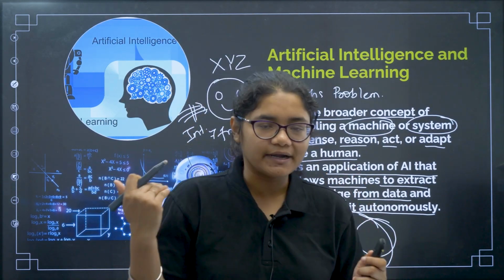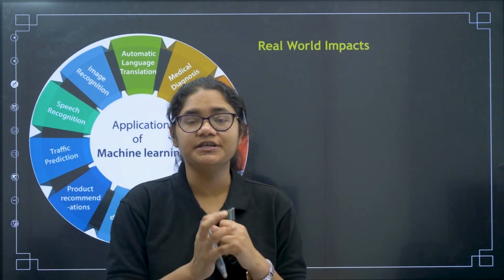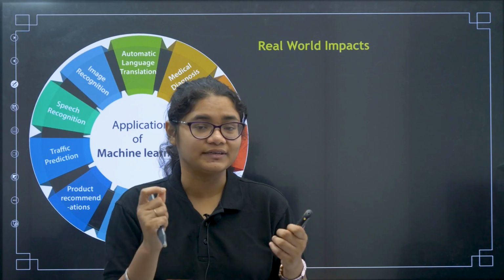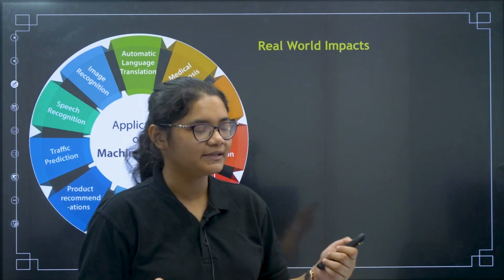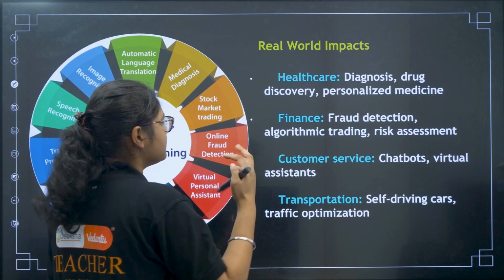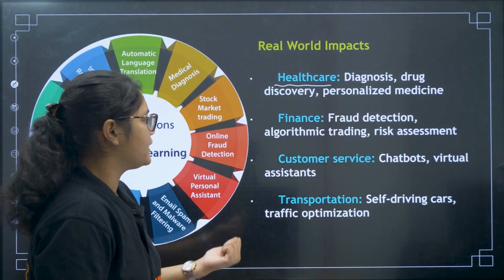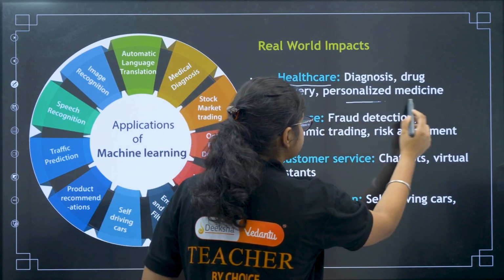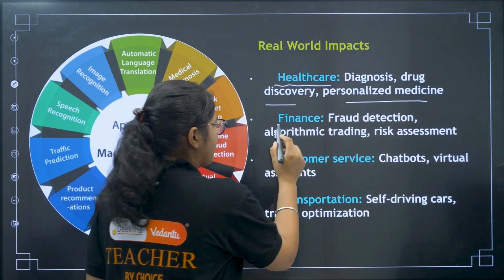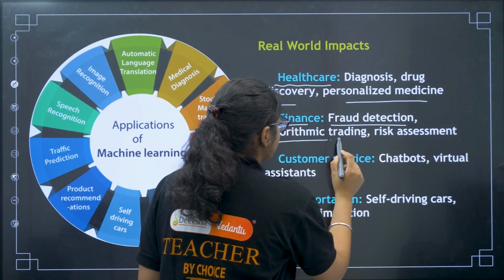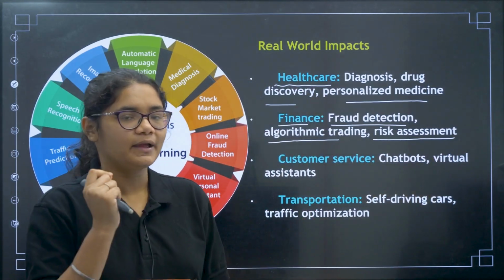Okay, so now let us see real world impacts where artificial intelligence and machine learning are used in our day-to-day life. I know you would have hundreds of examples for this, but I'll be showing you some very famous or most widely used ones. In healthcare, when we do diagnosis, drug discovery, personalized medicines, these all come under healthcare. Coming to finance, fraud detection, algorithm trading, risk assessment, these things are again carried out by AI ML.